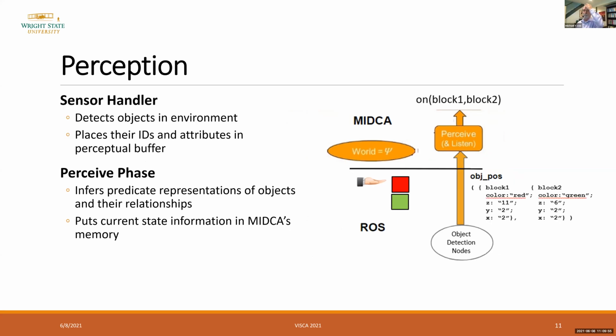Looking a little closer, there's a sensor handler that interacts with ROS, and as object positions are detected, they're put on a visual buffer, and then for instance, their IDs and attributes are put in there. The perceive phase in MIDCA then has to extract from those, for instance, block 1 being at a certain location and being red. It would then go through all these objects and their attributes and extract the predicates in the domain. And I will come back to it, but that can be computationally quite expensive.